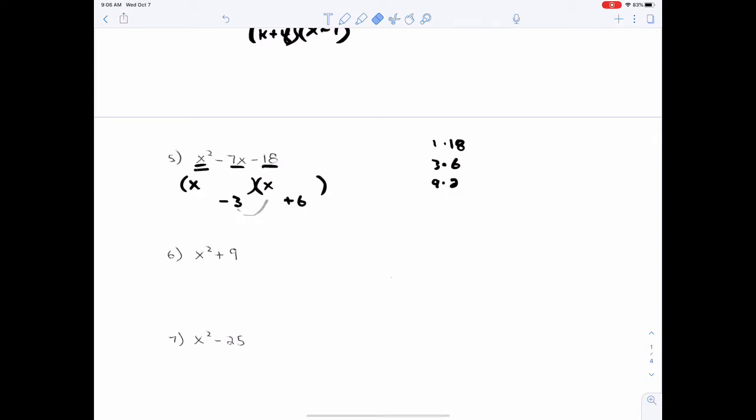Okay, so would switching the signs help here? Probably not. Sometimes it will. But switching the signs would just make, you know, if I did a positive 3 and negative 6, if you multiply it out, that's going to give you negative 3x. Okay, so that doesn't work. Okay, let's go for 9 and 2. So let's go for plus negative 2 and plus 9.